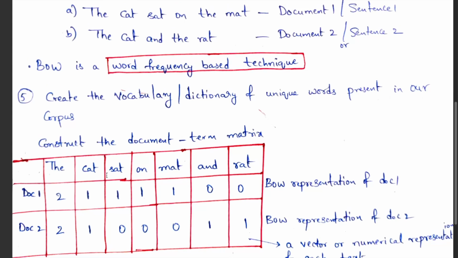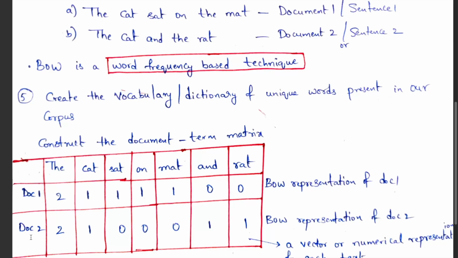In the first document we can see that the has appeared 2 times, so I have written 2 here, and cat has appeared 1 time, so I have added 1. Sat has appeared 1 time, on has appeared 1 time, mat has appeared 1 time. And is not part of the first document, so that's why we are putting 0 here, and rat is also not part of the first document, so we have also put 0 here.